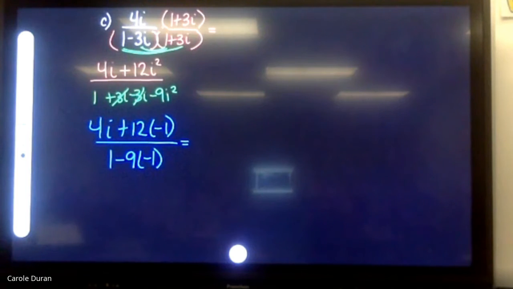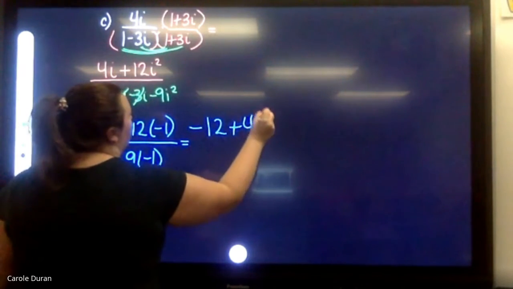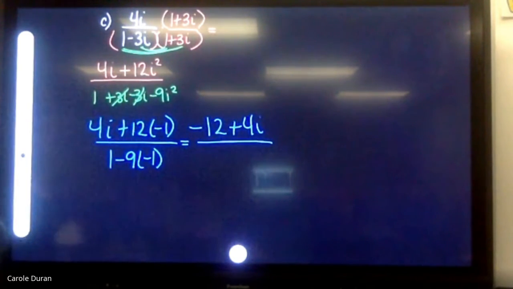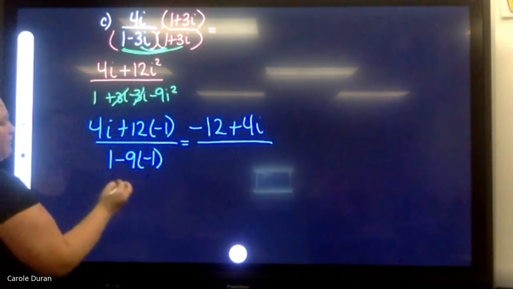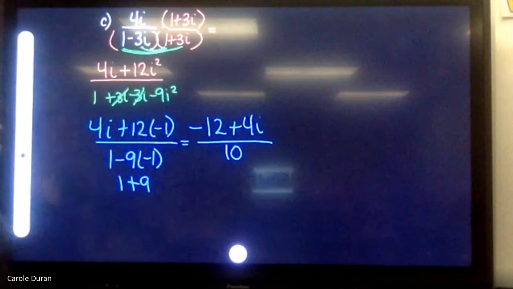Of course, this simplifies. 12 times a negative 1 becomes a negative 12. We always put real numbers in front of my imaginary, so I also reorder that at the same time to put the negative 12 first. And then in my denominator, negative 9 and a negative 1 becomes a positive 9, and 1 plus 9 becomes 10. We have to simplify, but then we're done.